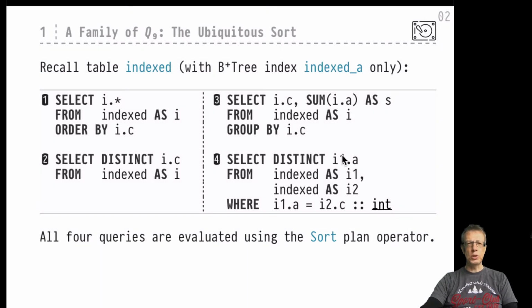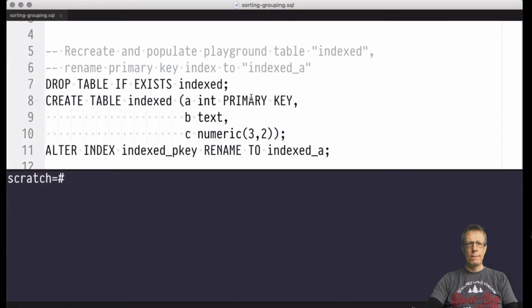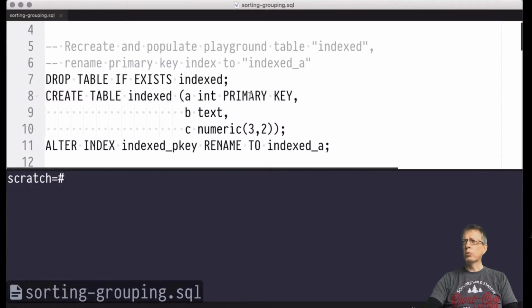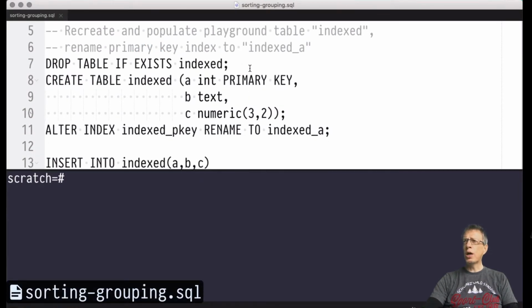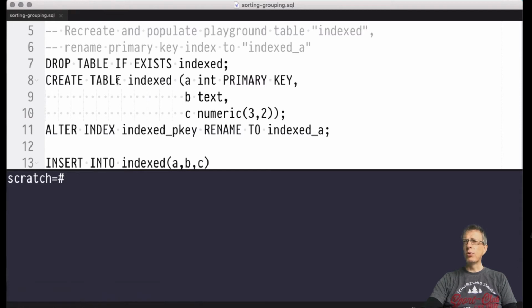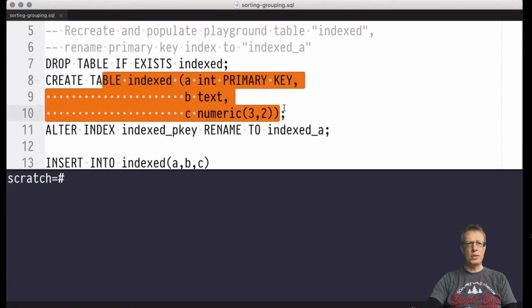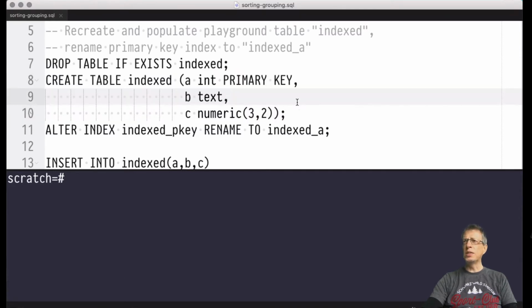Okay, so let's see whether we indeed find these sort plan operators in all of these scenarios if we switch to PostgreSQL. And there we are. So that would be the PostgreSQL terminal, in which I've already prepared the creation and also the instantiation of our index table. So this is just to remind you of the definition of the schema of the index table.